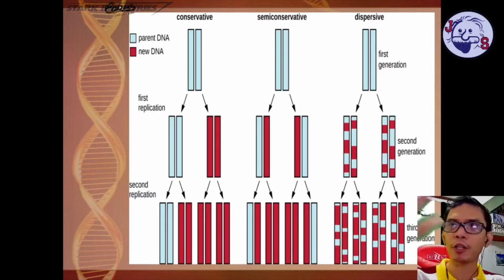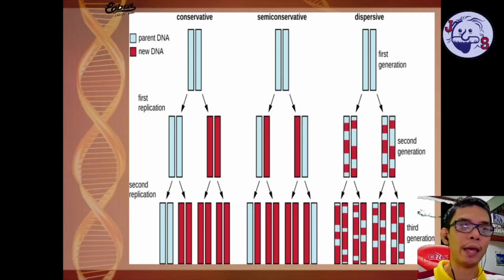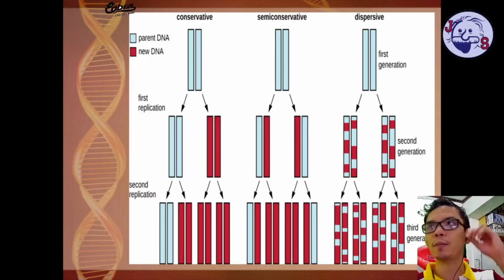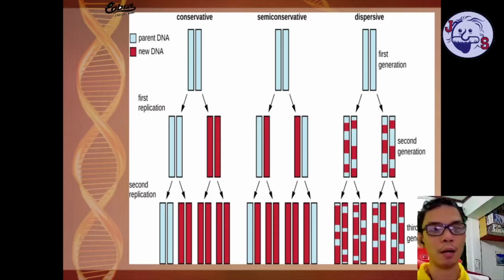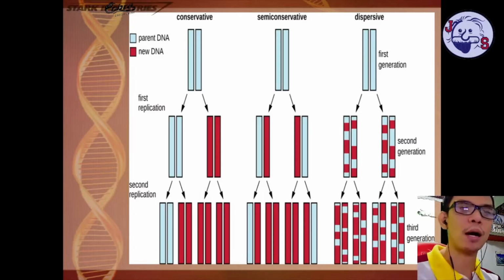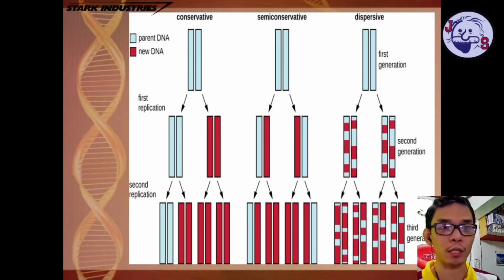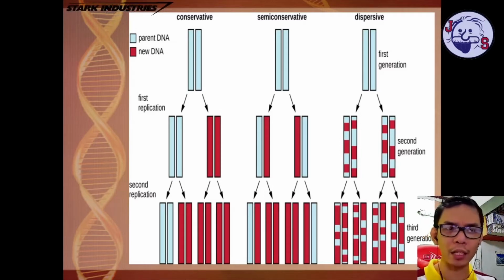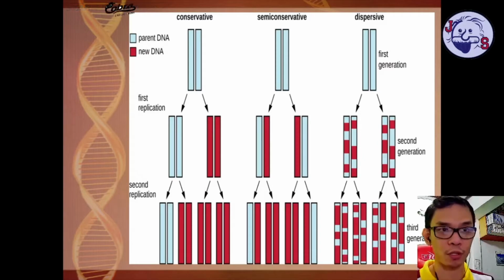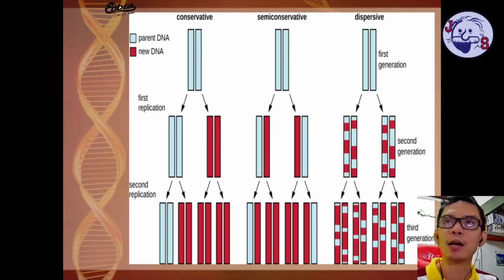We have right here three models. These models are the conservative, semi-conservative, and the dispersive models. Now what is the difference between these three models, and in reality, what kind of model does the replication process in our cell follow? Let's start first with the conservative.